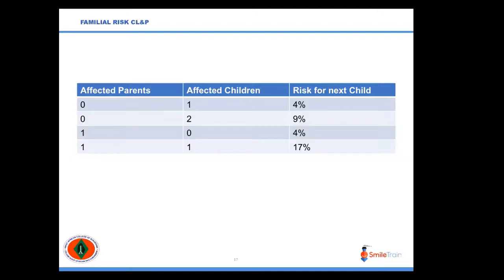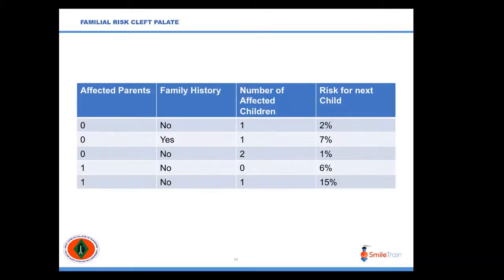When one of the parents is affected, but they don't have a child with cleft lip and palate, the risk reduces to 4%. But when we have an affected parent that has one child with cleft lip and palate, the risk for the next child increases to 17%. So when we are doing our counseling, especially for parents that have this concern, this is information they need to know.